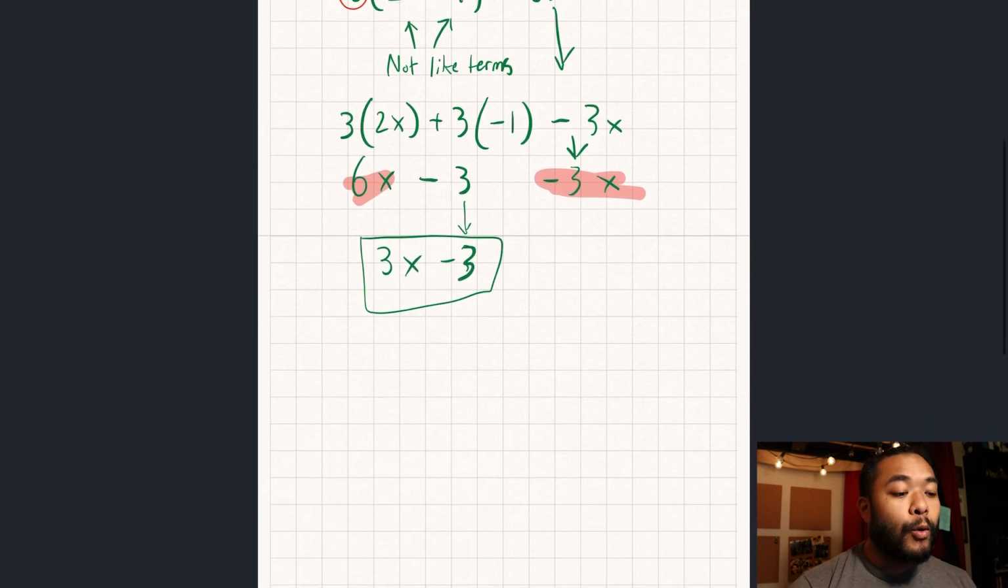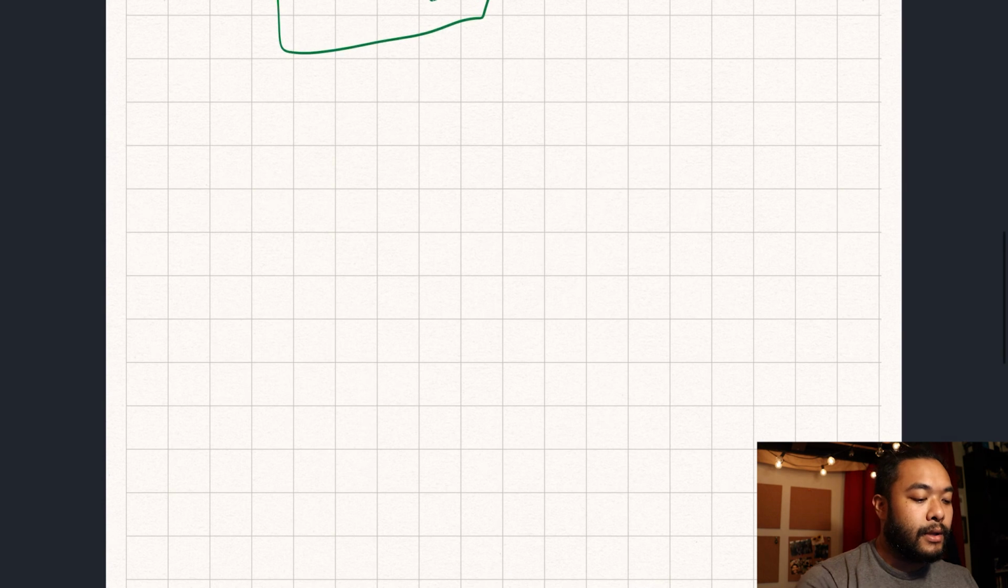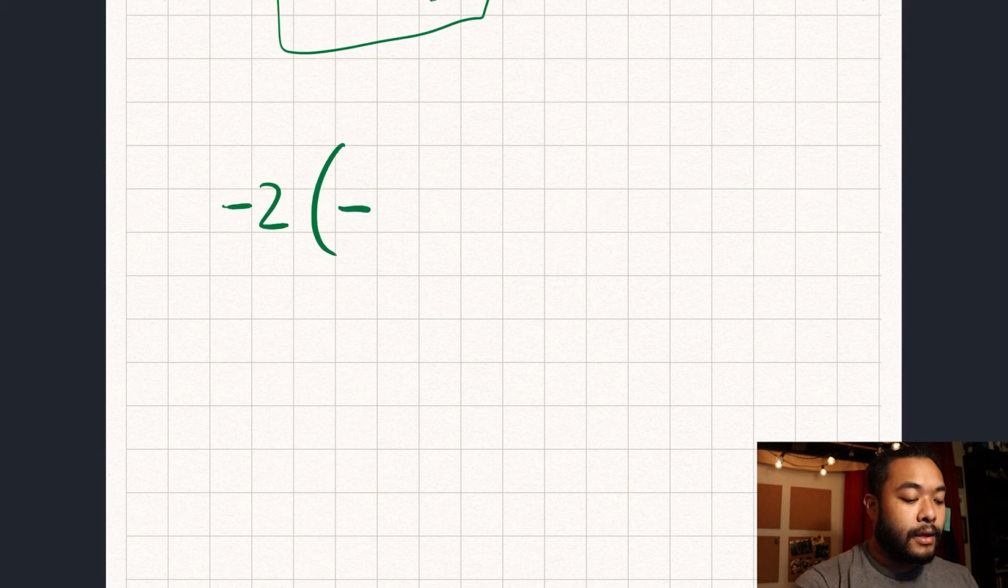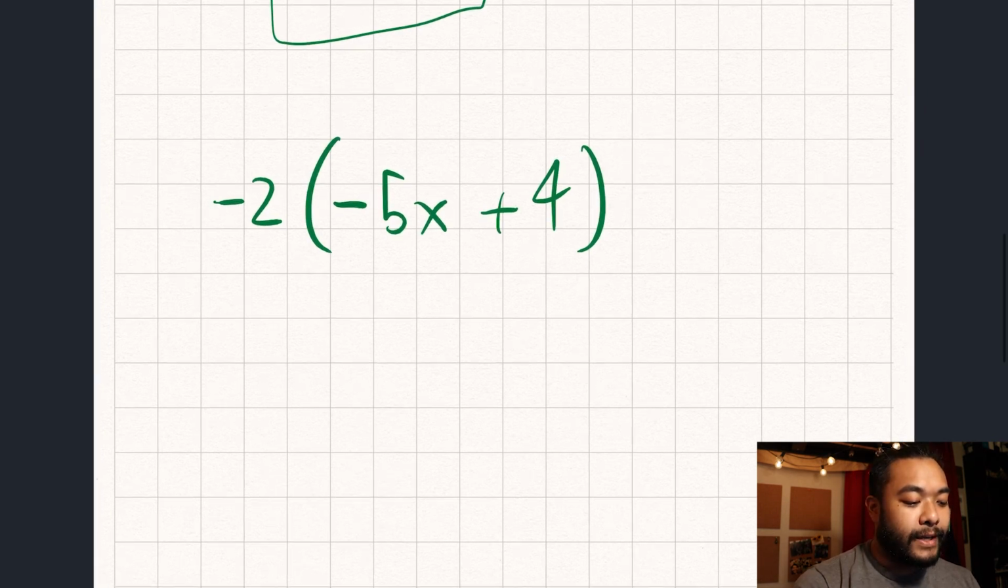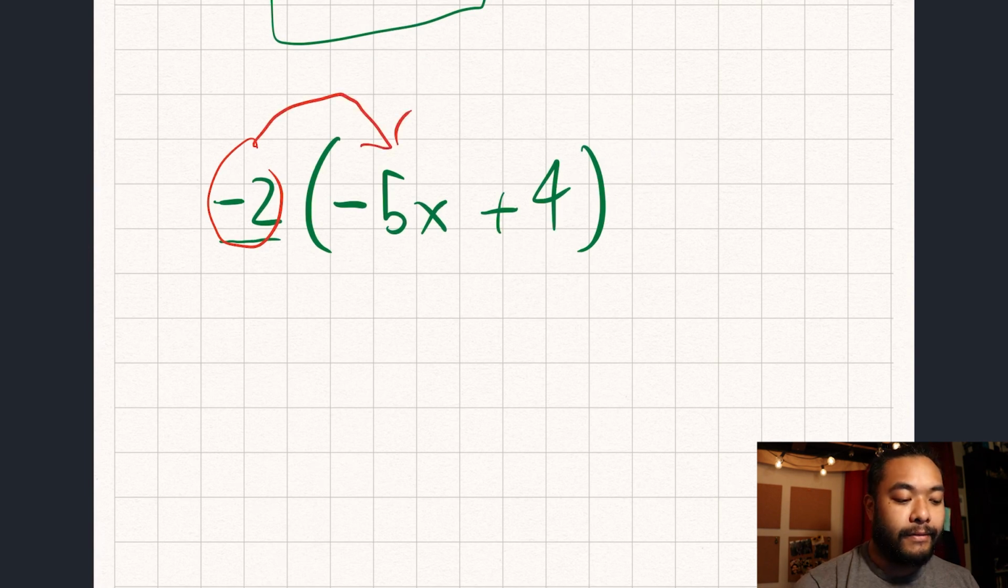So maybe one more example. Negative 2 times the sum, or the quantity, of 5x plus 4. Okay, so this one's very, very important to pay attention to because we have a negative 2 out front here, and that's going to carry over to every distribution. So it is negative 2 times 5x and negative 2 times 4.